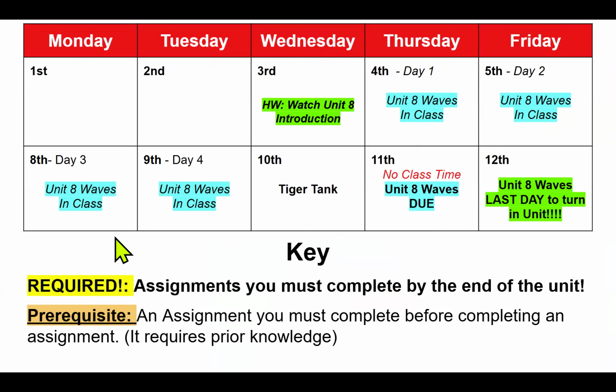In this assignment, you will see the following 2 things. Whenever you see something that's highlighted yellow and it says required, this means that you must complete that assignment by the end of this unit. And whenever you see an orange highlighted prerequisite, that means it's an assignment you must complete before completing an assignment you choose to do. So it means it requires some prior knowledge.